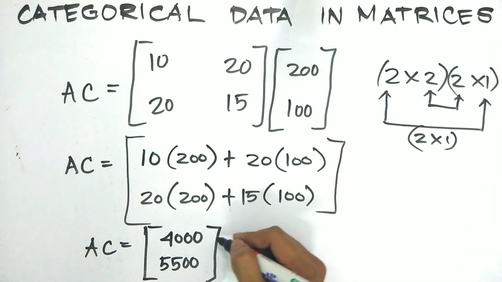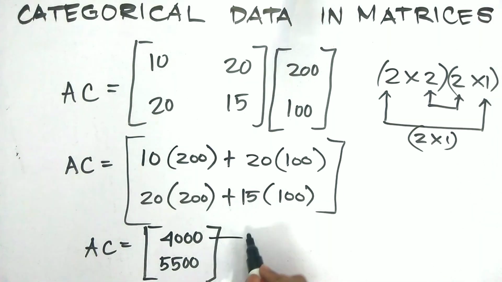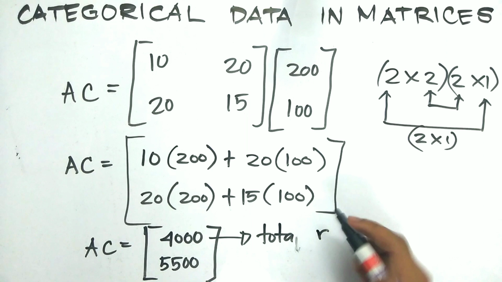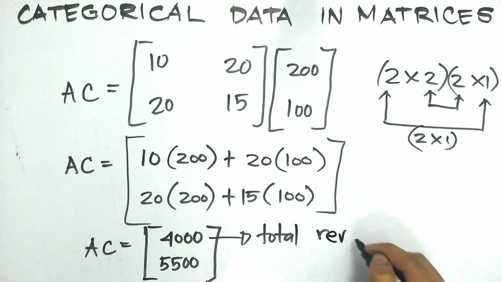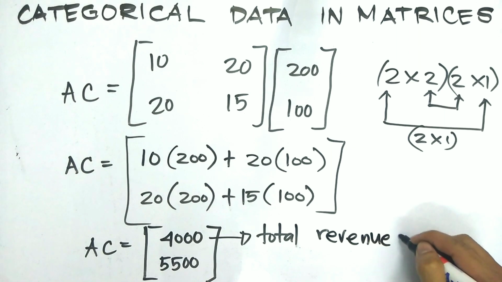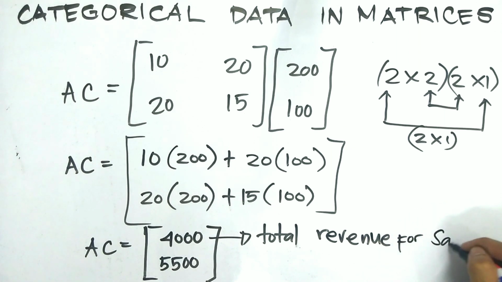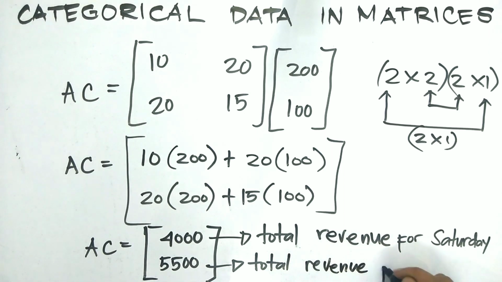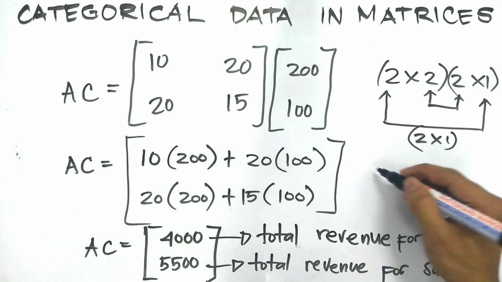Now, what do these two values mean? 4,000 is the total revenue for the Saturday sales. And 5,500 is the total revenue for the Sunday sales. But we are asked the total revenue for that certain week. So to find that, we are just going to add these two values.